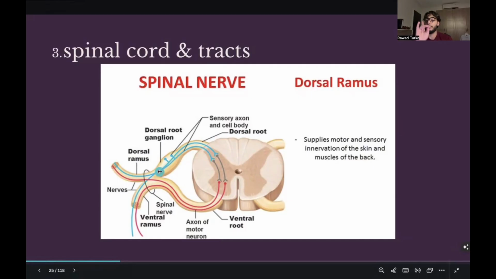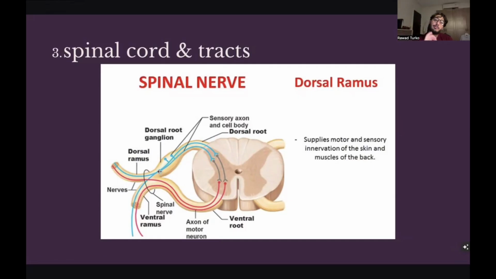We mentioned that a ganglion is a collection of cell bodies in the peripheral nervous system. So all of these cell bodies are in the dorsal root ganglion, and then they come up and they might synapse, or they might not synapse. They might just go to the dorsal horn, and then they ascend up to the brain. That's all happening in the dorsal root.